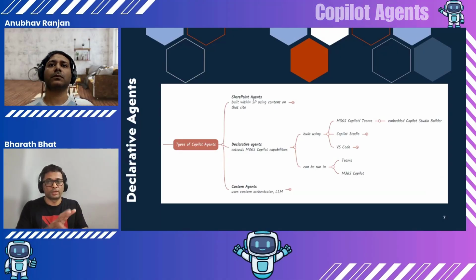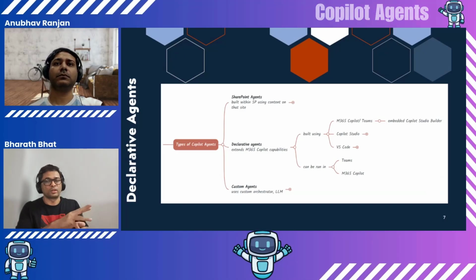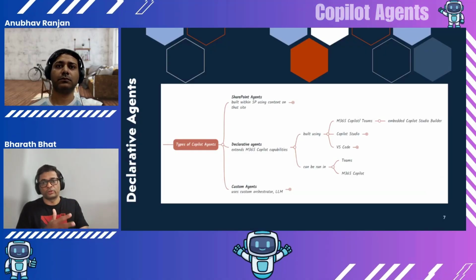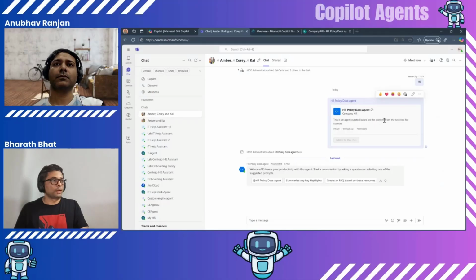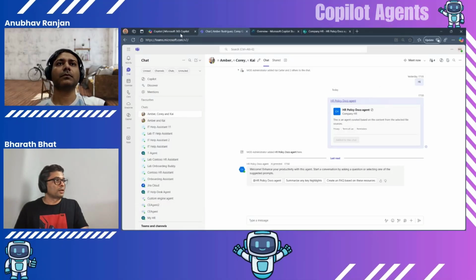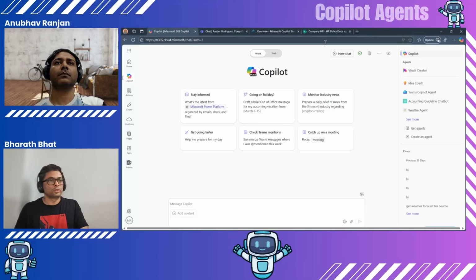Here you have this embedded Copilot Studio builder that allows you to create an agent. Or you also have these other two options: using Copilot Studio, which is a low code option, and finally VS Code using the Teams toolkit, which is the pro code option. But these agents can be run within Teams or Microsoft 365 Copilot only. So let's start with the first one, which is building the declarative agent using Microsoft 365 Copilot or with Teams. If I go back to my browser, let me just take you over here to the Copilot chat.